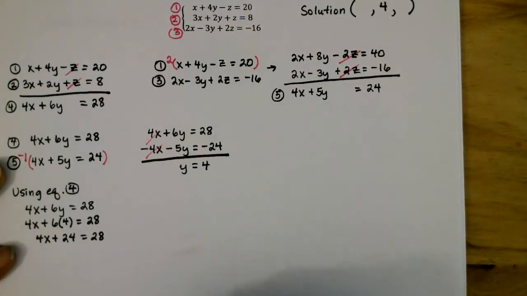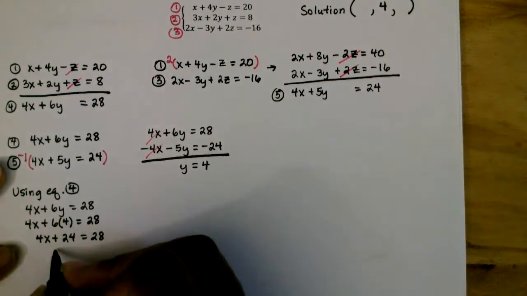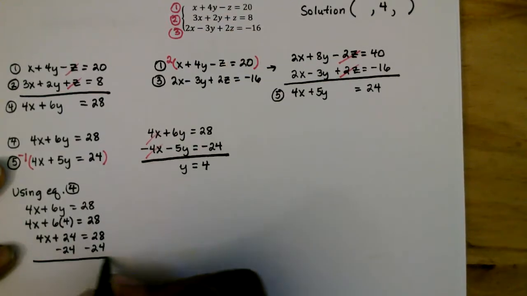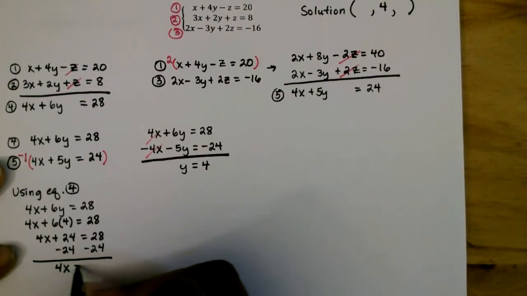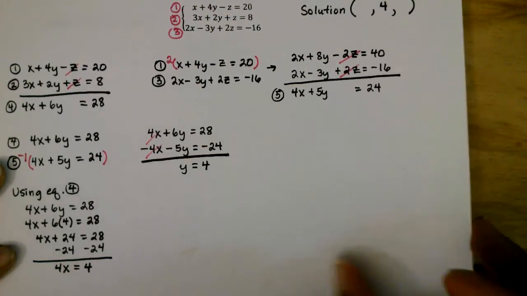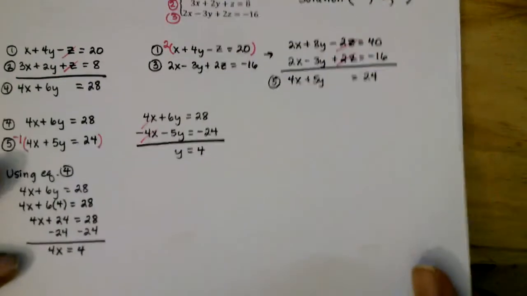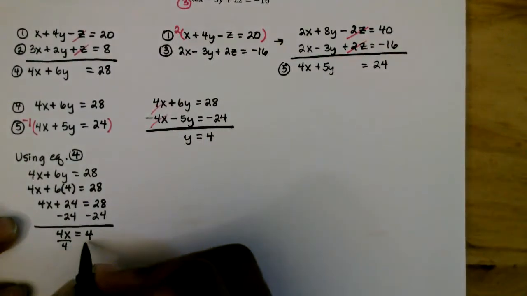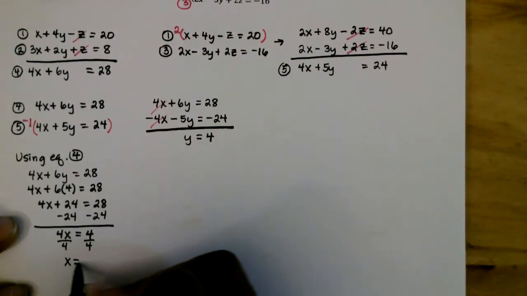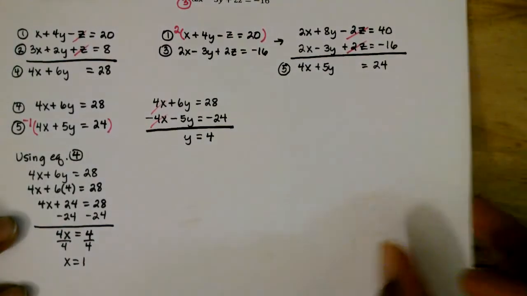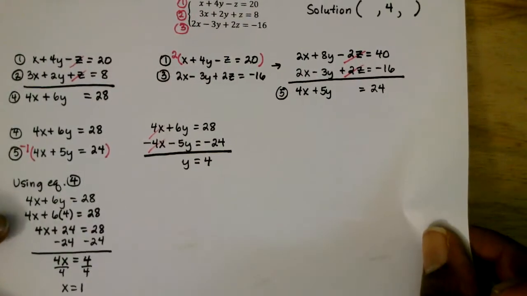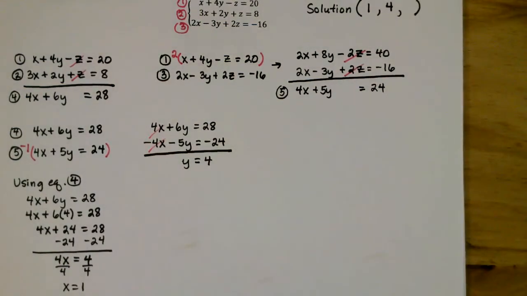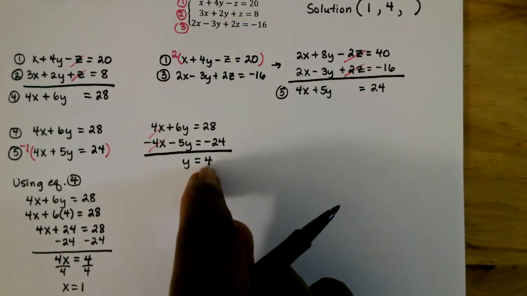And then to get 4x by itself, I'm adding 24, so I need to subtract 24 on both sides. That will give me 4x is equal to 4. And to solve for x, I'm multiplying by 4, so I need to divide both sides by 4. That will tell me that x is equal to 1. Okay? So that means the x coordinate here is going to be 1. I know what x is. Now I know what y is.